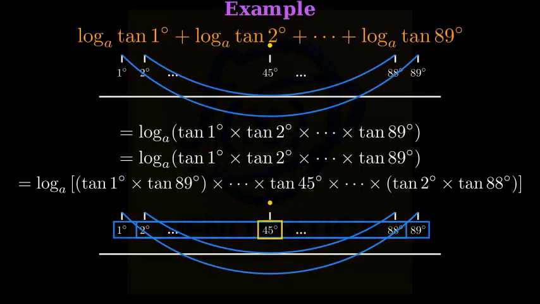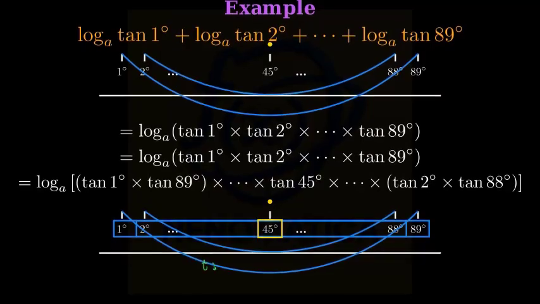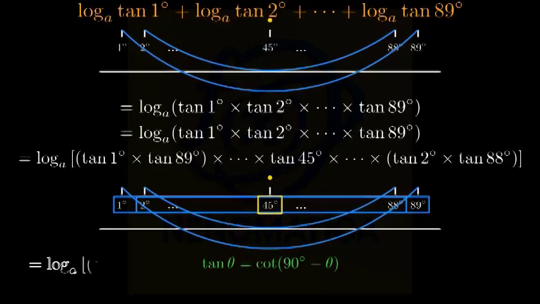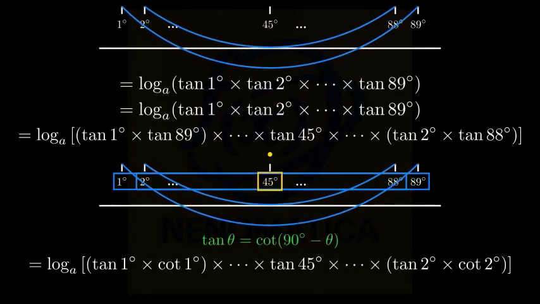So tangent 89 equals cotangent 1, and tangent 88 equals cotangent 2. Step 5 applies the reciprocal identity. Tangent times cotangent equals 1. Every complementary pair becomes 1, leaving only tangent 45.